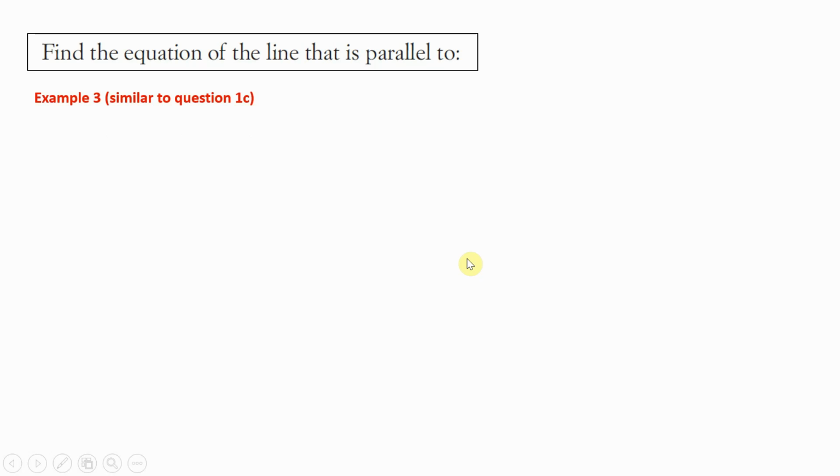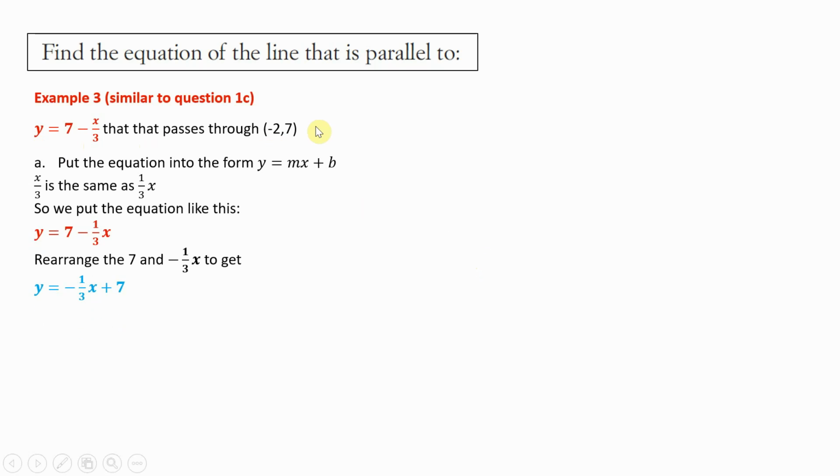Example 3, same as 1c. The equation y equals 7 minus x over 3 passes through the point negative 2, 7. Now, a couple of points to remember here. We've got to have the equation in this form, which it's not quite. And if we remember that x over 3 is the same as 1/3 x, that will help us a bit.